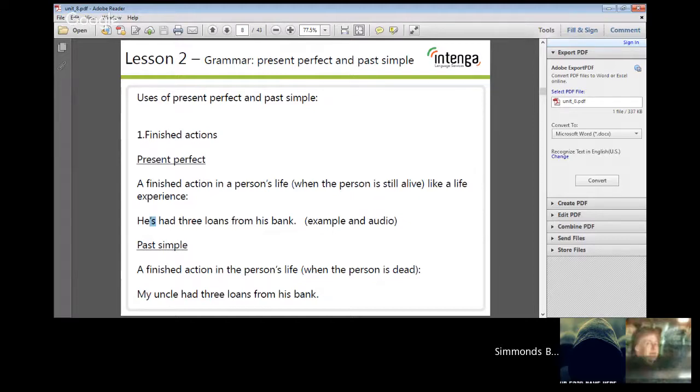All right. So he has had is the present perfect. Now, in the past simple, if this person is not alive anymore, everything we say about this person will be in the past because there's no present for this person. Okay, so that's what they're talking about here. Like I said, it's not my favorite example in the world, but so he had 3 loans from his bank. All right, do we see the difference between these sentences? Okay, are there any specific questions at the moment?